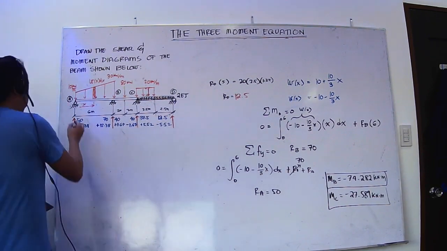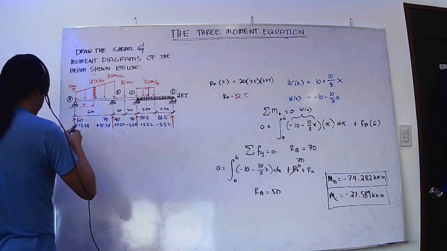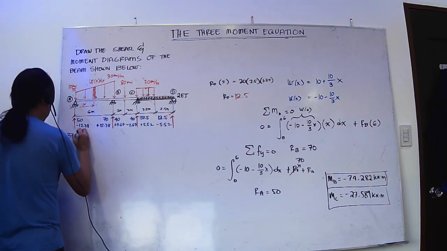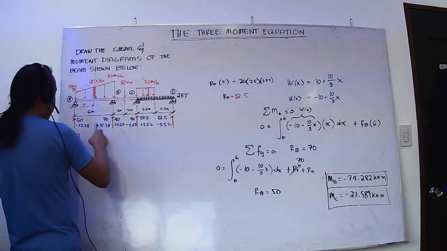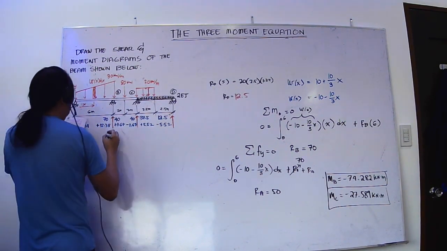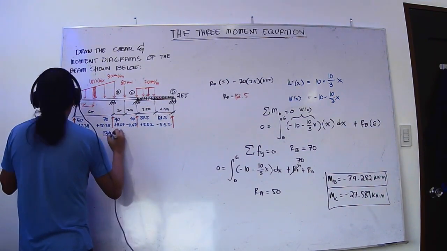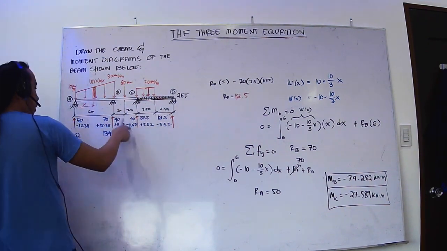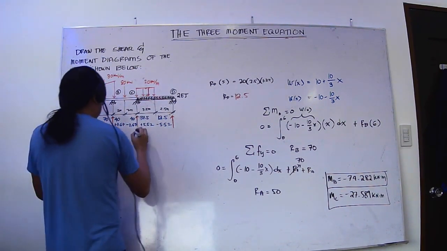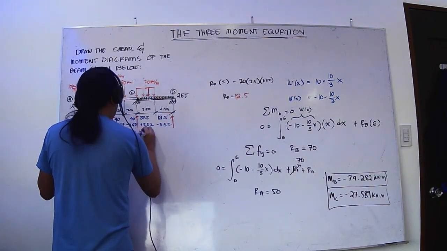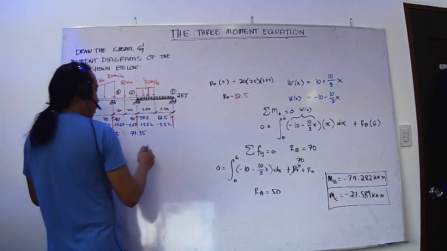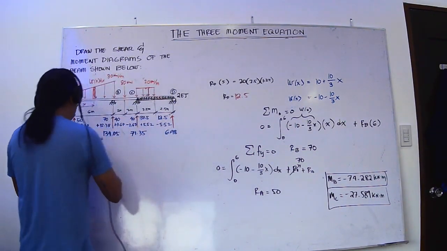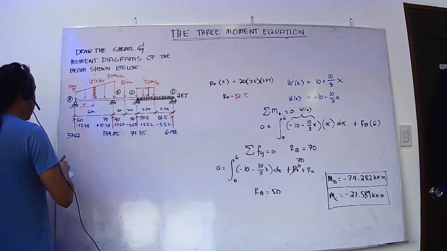We add now. 50 minus 12.38, that is 37.62. 70 plus 40 plus 12.38 plus 11.67, that is 134.05. 40 plus 37.5 minus 11.67 plus 5.52, that is 71.35. 12.5 minus 5.52, that is 6.98. Okay, these are our reactions in terms of kN.